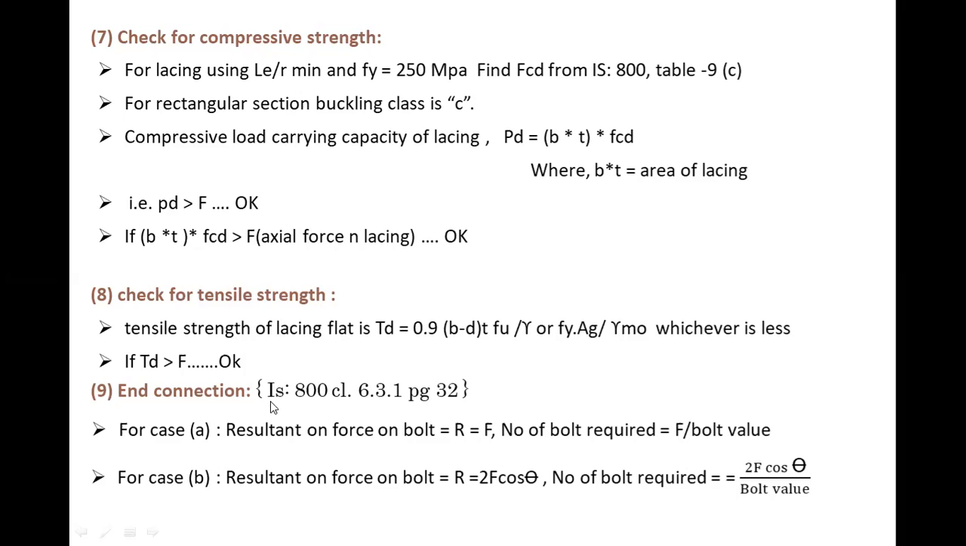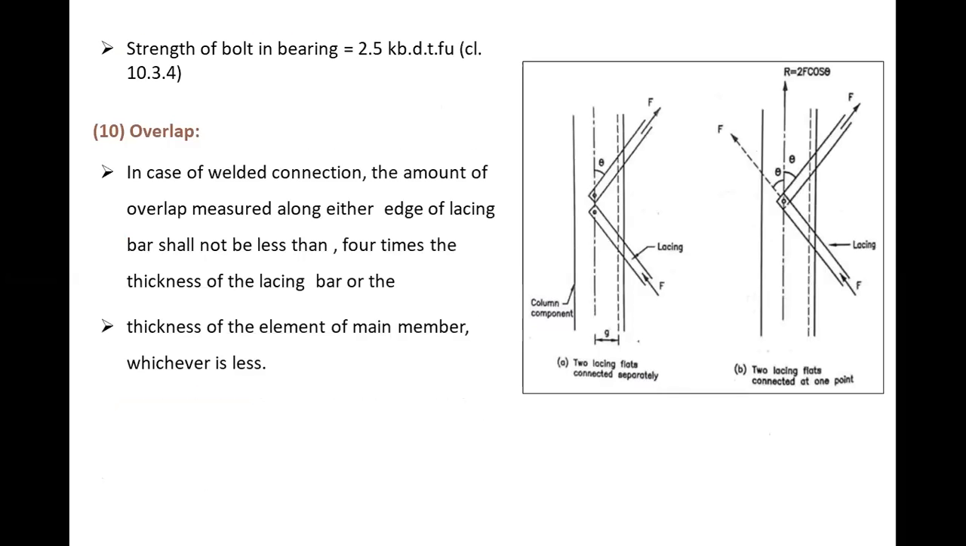Now next is end connection, which is given in IS 800 clause number 6.3.1, page number 32. For case 1, resultant force on bolt R is equal to F, in which number of bolts required is equal to F divided by bolt value. For the second case, resultant of force on bolt is taken as R equal to 2F cos theta. So number of bolts required is equal to 2F cos theta divided by bolt value. Strength of bolt in bearing equation is 2.5 kb multiplied by d multiplied by t multiplied by fu, which is given in clause number 10.3.4.